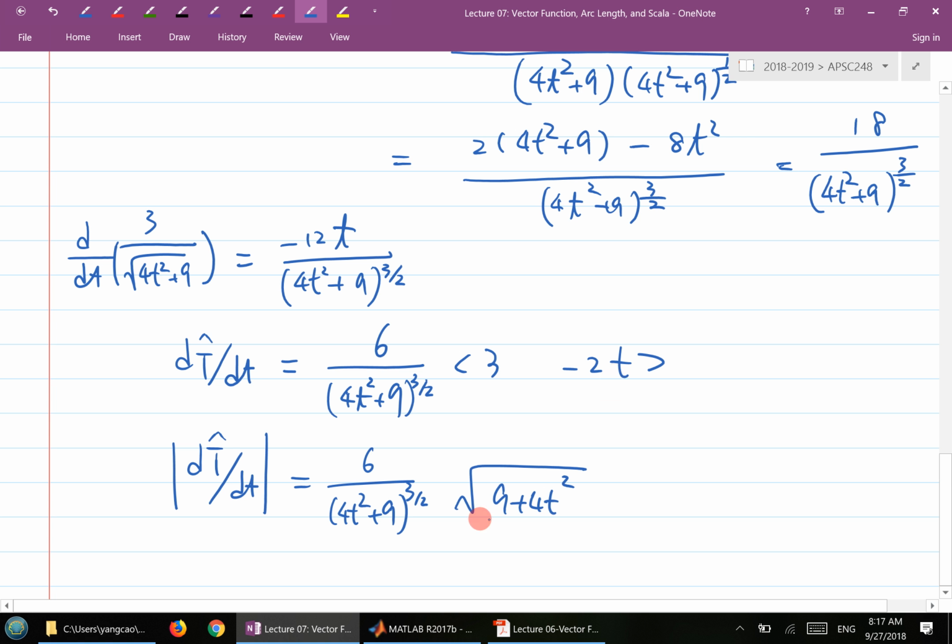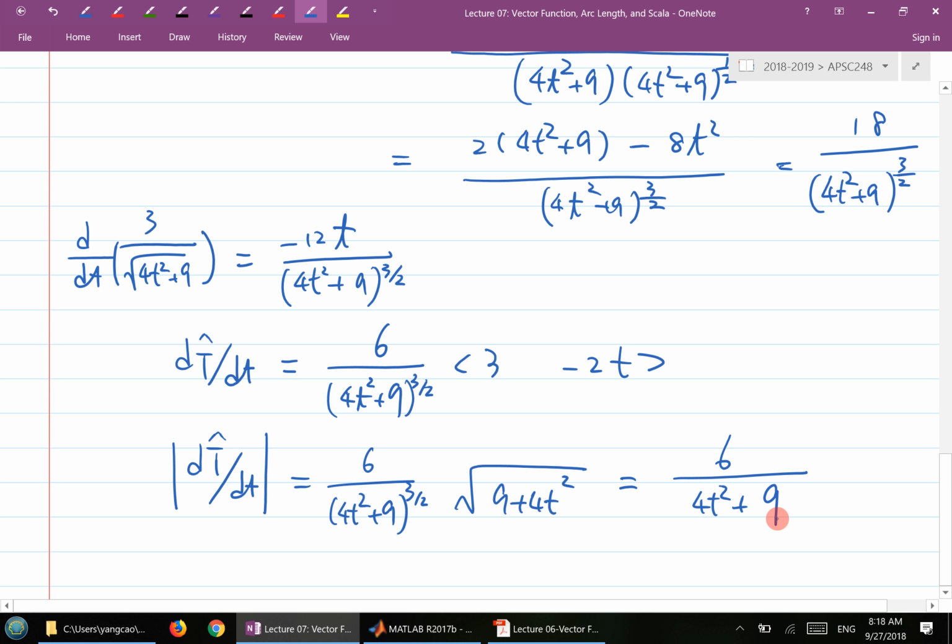So the good thing is now we can do a little more simplification, because both the numerator and denominator have this (4t squared + 9), and this is (4t squared + 9) to the power of 1 over 2. If you simplify this, you get 6 over (4t squared + 9).